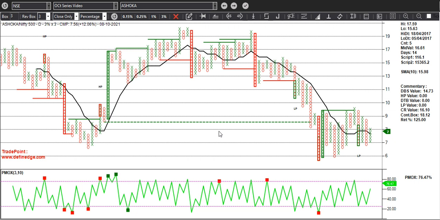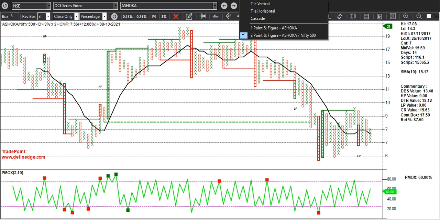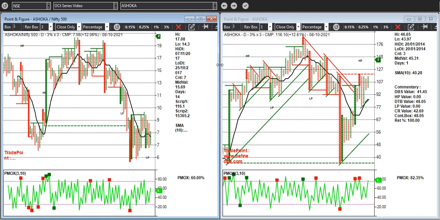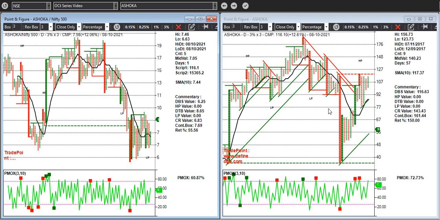Just a minute, guys. Sorry for the interruption. So Ashoka against Nifty 500, the relative strength chart has just turned up into a column of X, and it is going above SMA, so that is good enough for us.